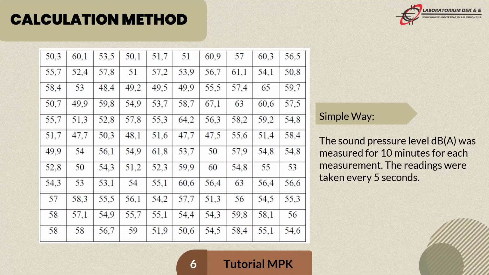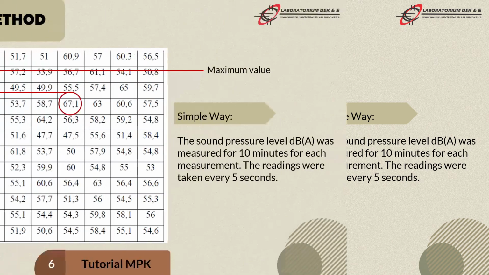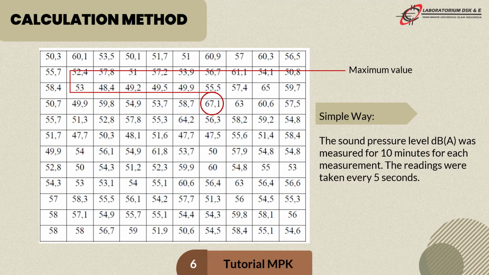Okay, we will move to the exercise section, especially the noise factor calculation method. In this tutorial, we will use this simple technique to collect the noise measurement data by measuring the sound pressure level decibel A for 10 minutes for each measurement, recording performed every 5 seconds. After that we will get the data like you see on the table. And after that we should determine the maximum value and the minimum value among those data.